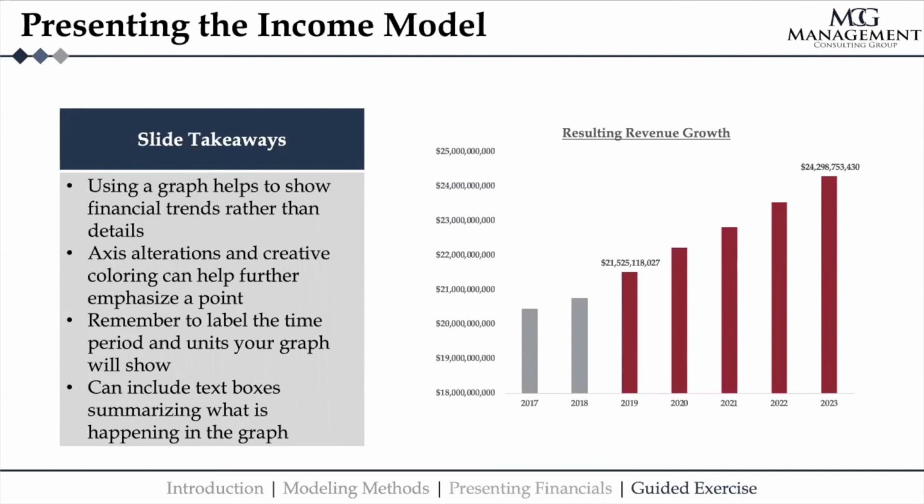So this graph is clean in the sense that it shows the two historical years from before the recommendations, the revenue of the firm in 2017 and 2018. And then we could see how that revenue is going to start to steadily increase over the course of a couple of years as a result of the implementation of these recommendations.